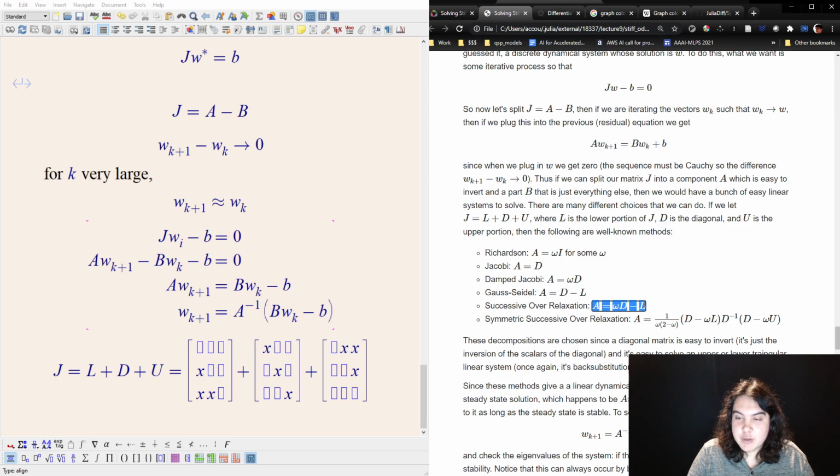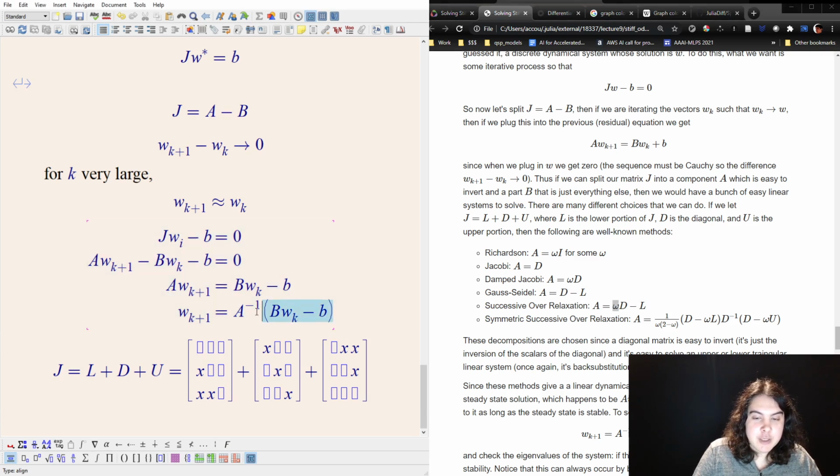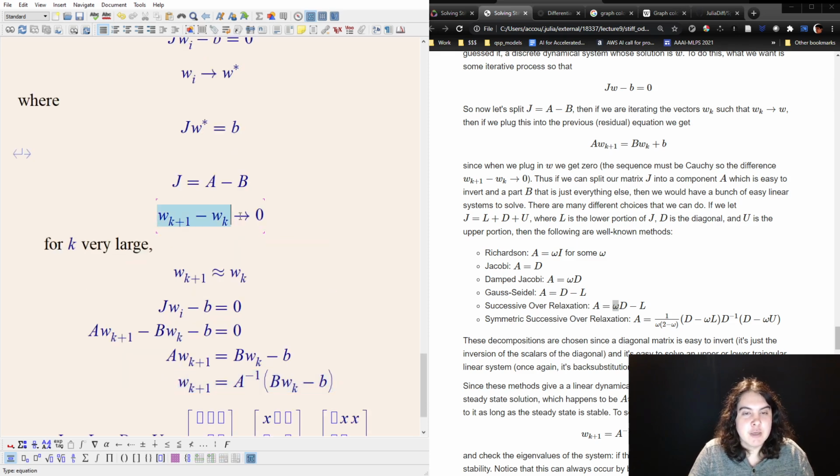So you can also dampen the D here. That's called successive over relaxation, or you can make it a symmetric version. So there are all these different choices, but essentially what you want to do is choose the biggest portion of J that is easy to take the inverse of, and then only use the inverse of that in this iterative procedure, where you're capturing the other parts of the matrix in B. And if you run this iteration long enough, it will converge to give you the solution to your original problem.